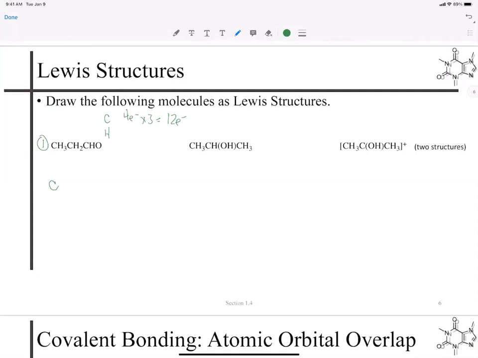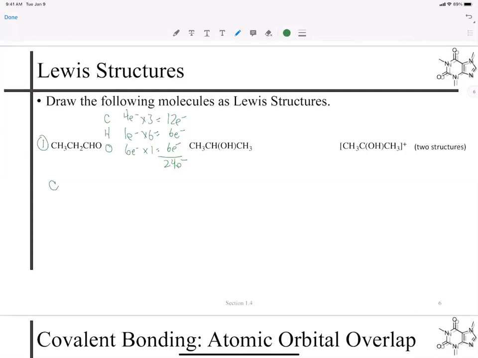Hydrogen is in group 1, and therefore it has 1 valence electron, and we have 6 hydrogen atoms here. And then finally, we have one oxygen atom. Oxygen is in group 6, well, it's actually 16, but in the older nomenclature it's group 6, and so therefore it has 6 valence electrons. So if we add this up, we have a total of 24 valence electrons to distribute to develop this first Lewis structure. So typically what we do is we just start with the carbon skeleton.